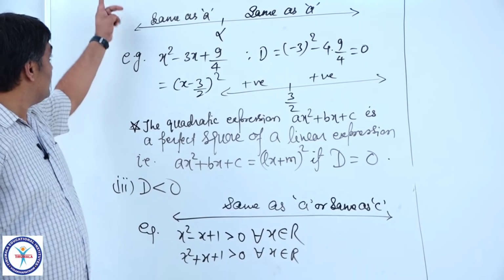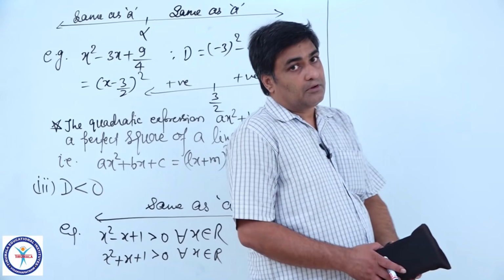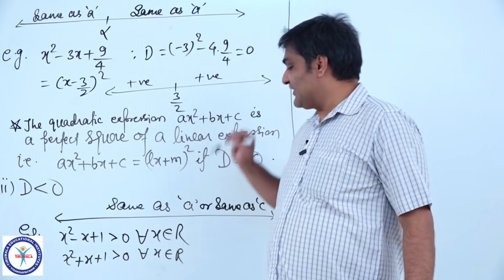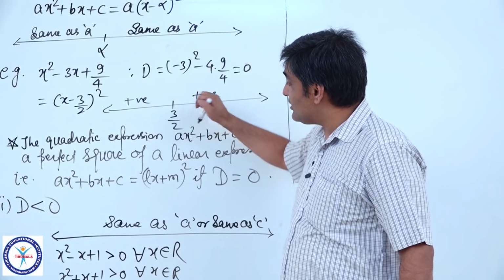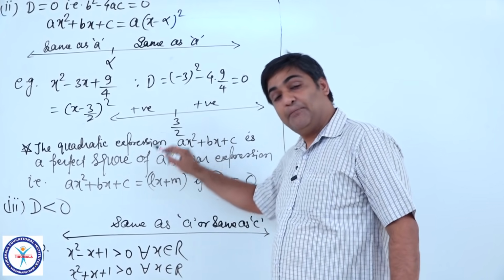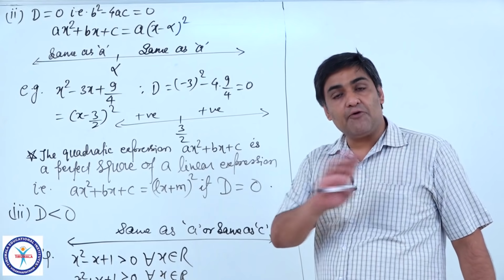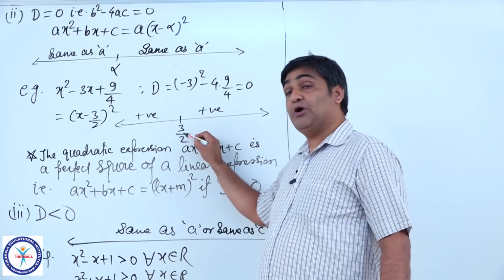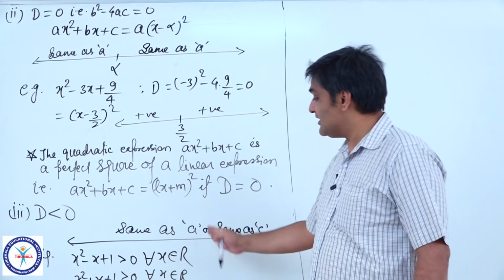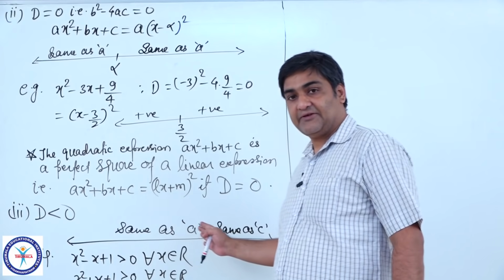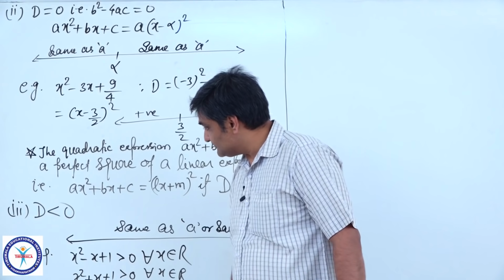Now, can you observe the difference from the point of view of sign scheme in second case and in third case? In second case, the value of expression is equal to 0 at one point. But in third case, the value of expression is never 0. At this point, the sign of expression is neither positive nor negative, but here it is always same as it. Sign does not change in second and third case also.